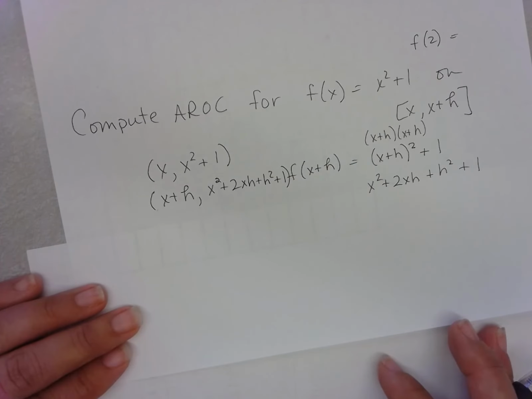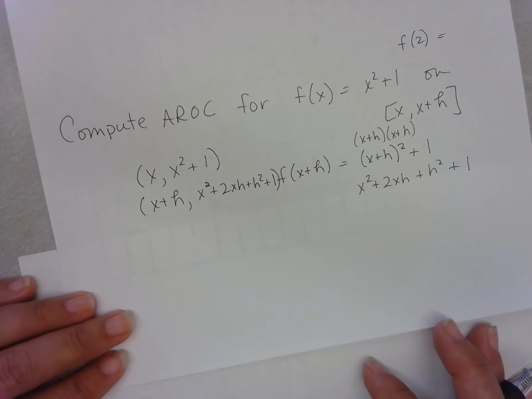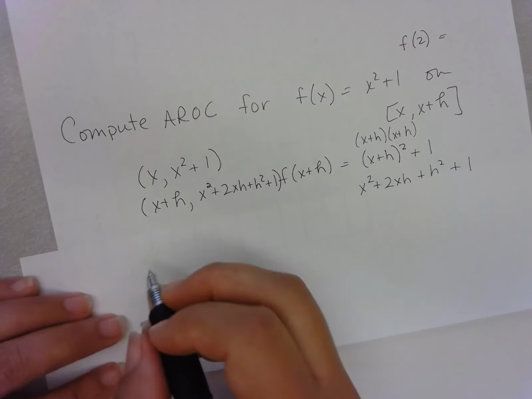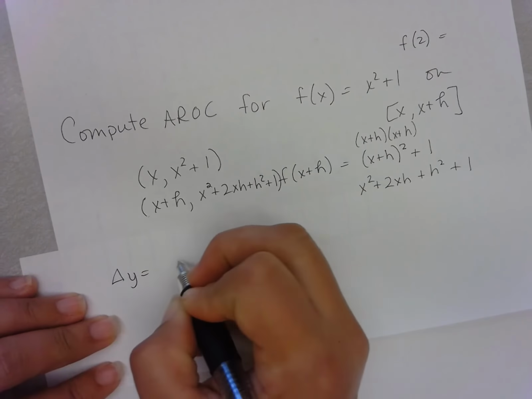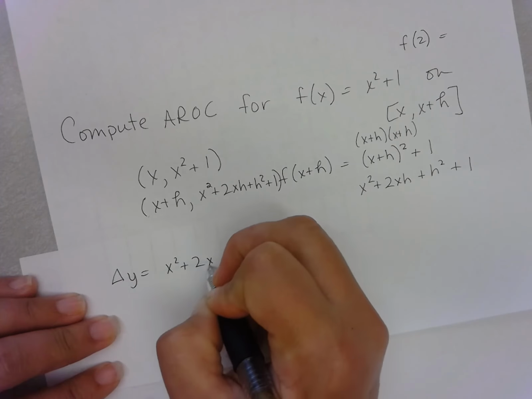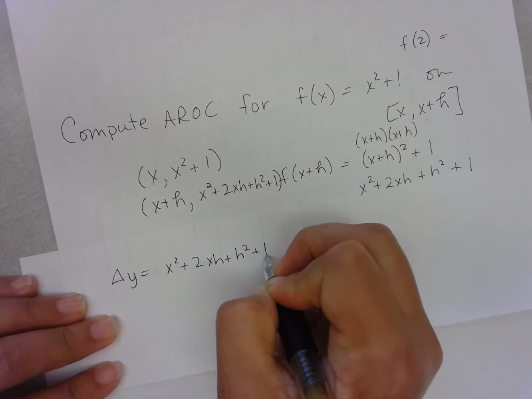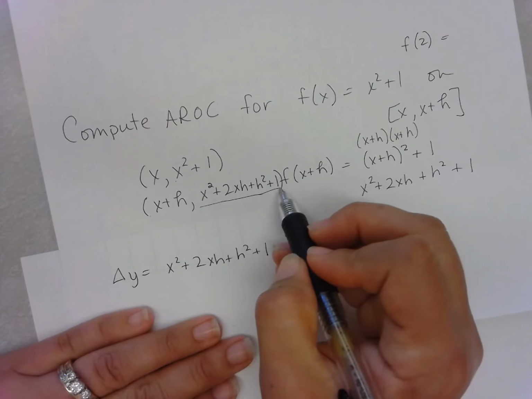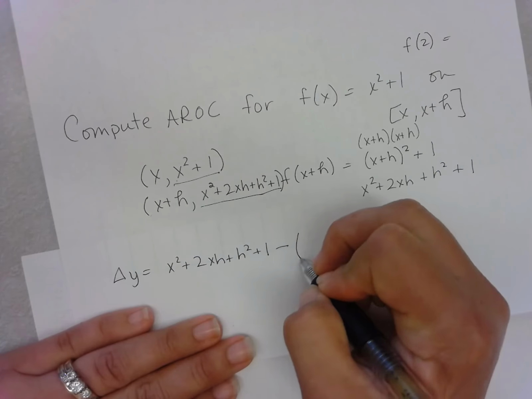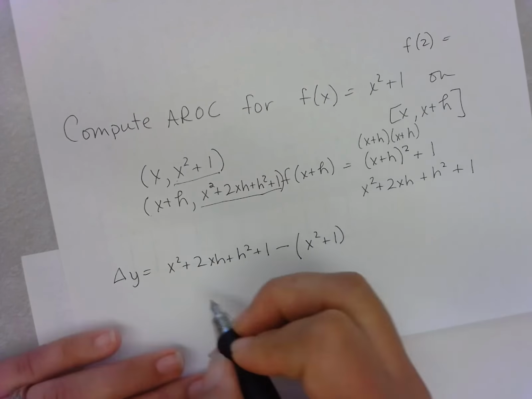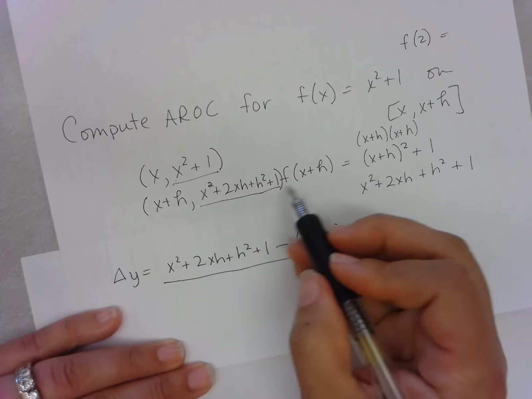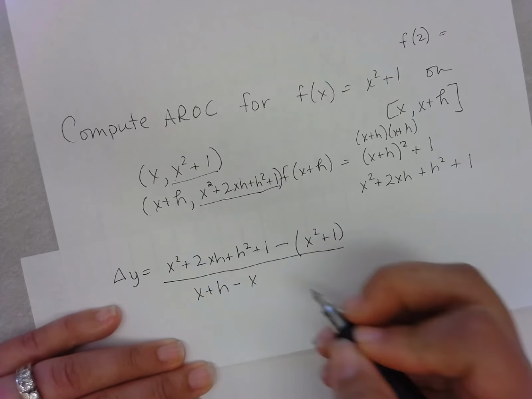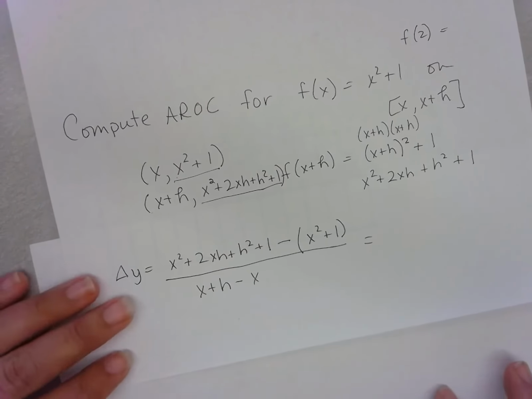So now I want to find my change in y over my change in x. So I'm going to go with this one first, because that's the bigger one. So my change in y would be x squared plus 2xh plus h squared plus 1, and then I'm going to have it minus this one, right? So it's this minus this. I'm going to use parentheses, x squared plus 1. And then for my change in x, I started with this one, so I have x plus h first, and then minus x.